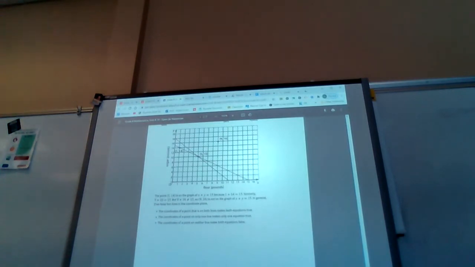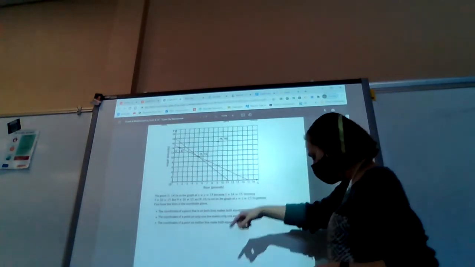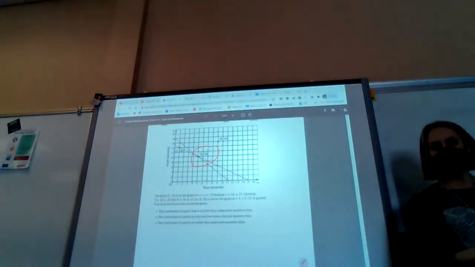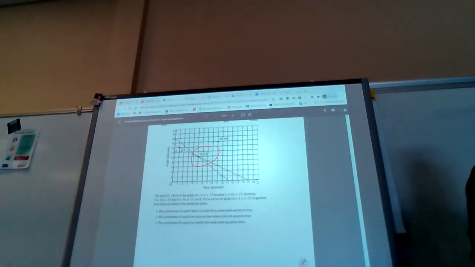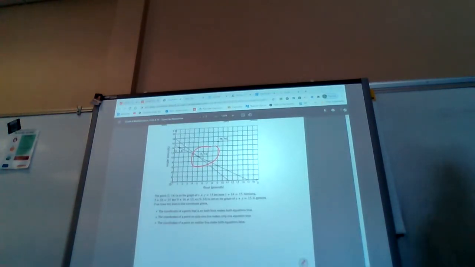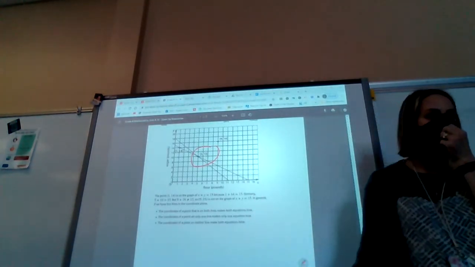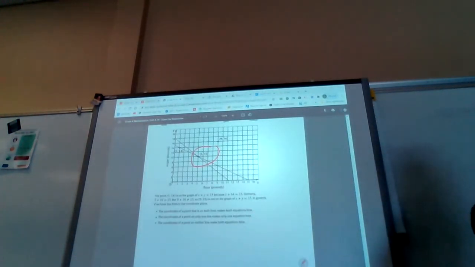What do we know about 5 comma 10 based upon the graphs on here? What do we know about this point? It's the middle point. It's the solution of solutions. I like that. But what does it mean? There is 5 pounds of flour and 10 pounds of sugar. That's how much she actually got.